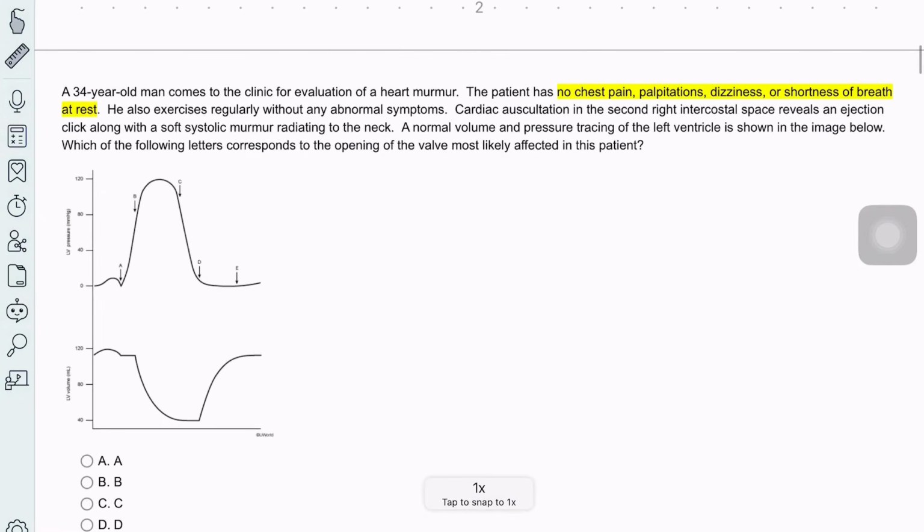Next question. A 34-year-old man comes to the clinic for evaluation of heart murmur. The patient has no chest pain, palpitation, dizziness, or shortness of breath at rest. He also exercises regularly without any abnormal symptoms. Cardiac auscultation in the second right intercostal space reveals an ejection click along with a soft systolic murmur radiating to the neck. Soft systolic murmur radiating to the neck, most likely aortic origin.